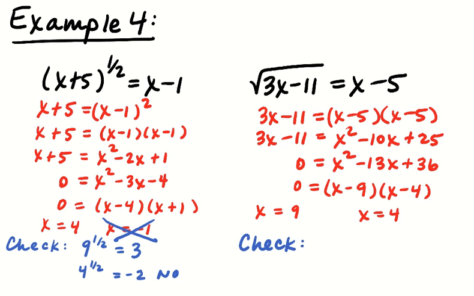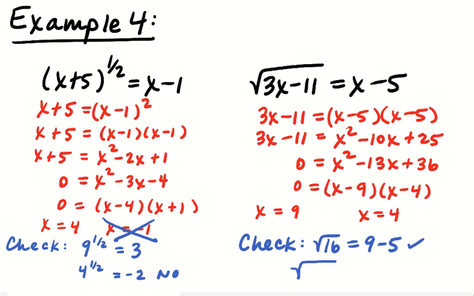So I've gotten x equals 9 and x equals 4 after doing all the algebra. And now I'm going to check my solutions. Okay, I'm going to plug in x equals 9. I've got 27 minus 11 is 16. I'm not sure why I was having such a hard time with that. Is the square root of 16 equal to 9 minus 5? Yes. Good. Okay. So I guess when I said the square root of 16, I mean the positive square root of 16.